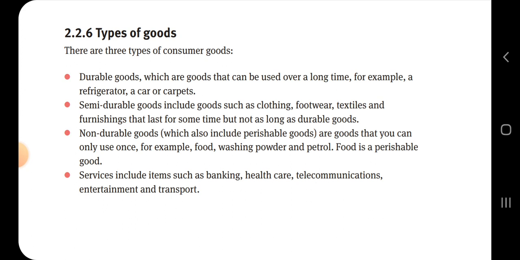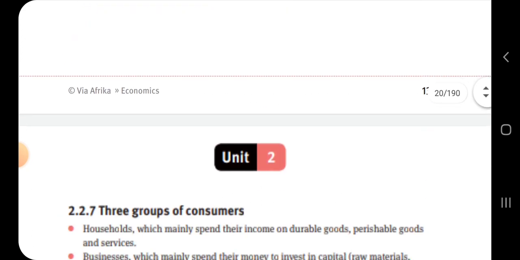Durable goods are goods that can be used over time, for example, a refrigerator. When something has durability, it can be used for a certain time. It can stand the test of time. But semi-durable goods do not last a long time, like footwear and clothing. They take a long time, but not like durable goods. And then non-durable goods, which also include perishable goods, like bread and fruits, do not last long. And then services include items such as banking, healthcare, telecommunications, entertainment, and transport.